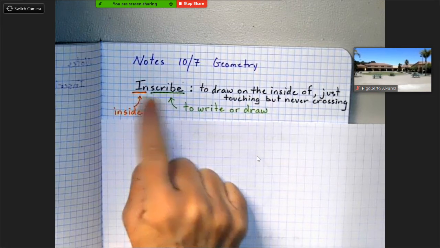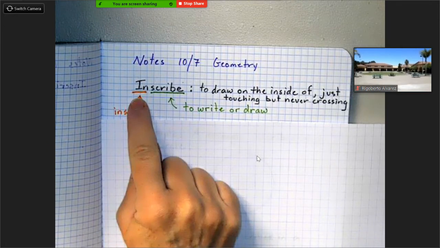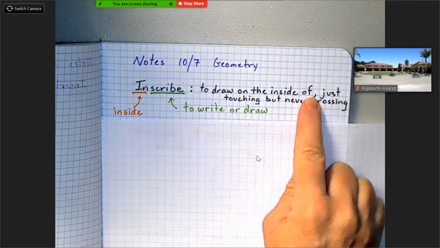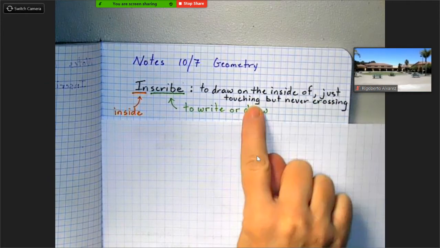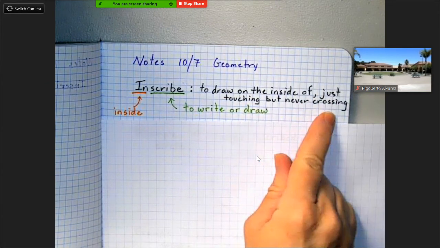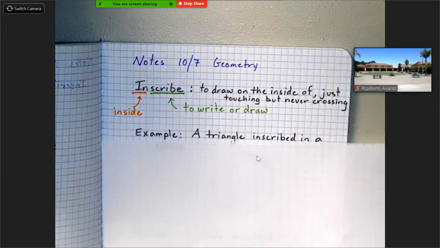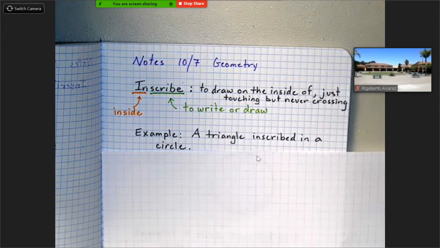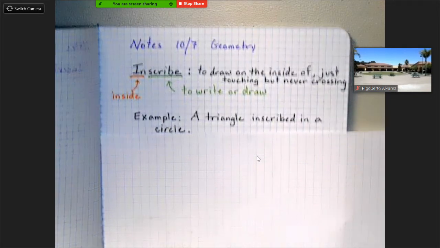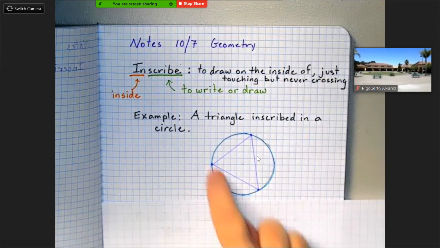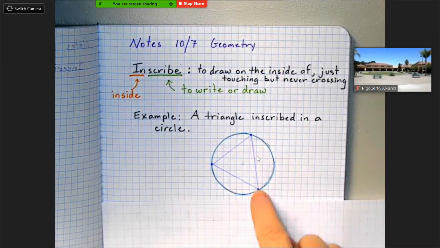So if something is inscribed, or if you're asked to inscribe, you need to draw on the inside of something, just touching, but never crossing. So I have some examples for you. If I want to have a triangle inscribed in a circle, that means I'm going to have a circle and the triangle is going to have all of its vertices touching the circle.